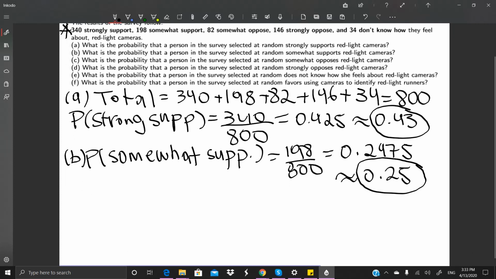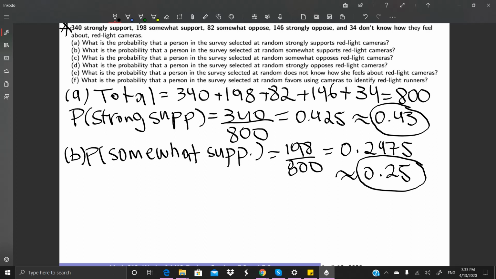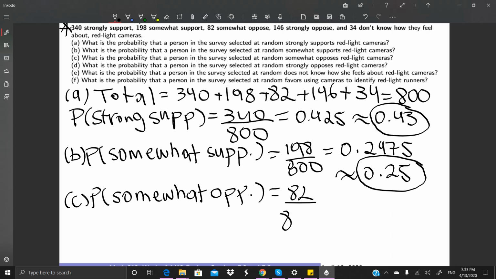Okay, let's continue. Now, part C. What is the probability that a person somewhat opposes red light cameras? The people who somewhat oppose, there are 82 of them. So probability of somewhat oppose. I'll do that. So that's the 82 people over 800.